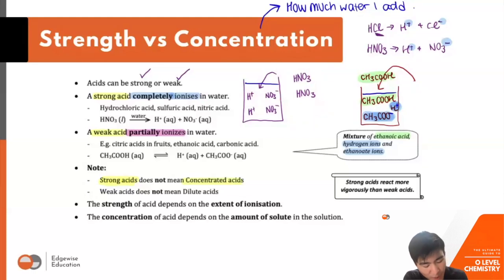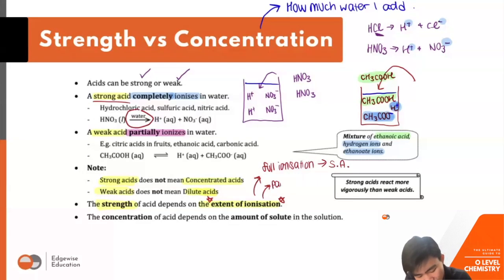Similarly, weak acid does not mean dilute acid, and the strength of the acid depends on the extent of ionization. This is a new term. You need to take note of this. Extent of ionization means what? A strong acid is going to undergo full ionization. Full ionization for strong acid. For weak acid, it's going to undergo partial ionization. This is for weak acid.